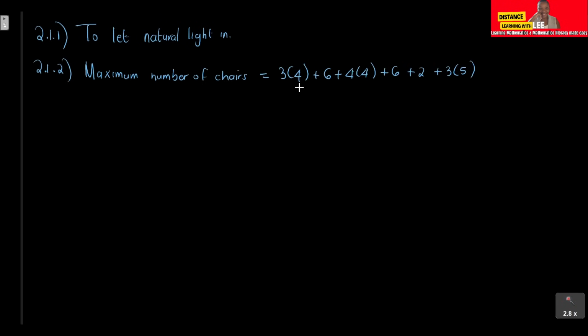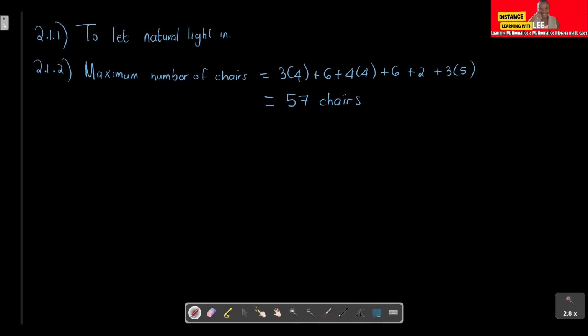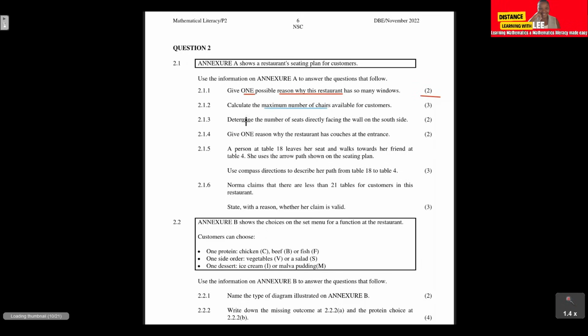3 times 4 plus 6 plus 4 times 4 plus 6 plus 2 plus 3 times 5, right? If you punch those values into your calculator, you should get that the maximum number of chairs that are available for customers is 57 chairs. All right, and we are basically done. Let's have a look at the next question.